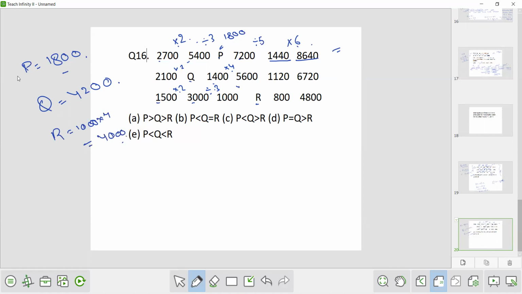Now look at the relationship between P, Q and R. Is P greater than Q? Yes. And is Q greater than R? No. Option A can't be your answer. Is Q equal to R? No. Option B can't be your answer. C. Is P less than Q? Yes, P is less than Q. And is Q greater than R? Yes, Q is greater than R. Option C will be your correct answer.